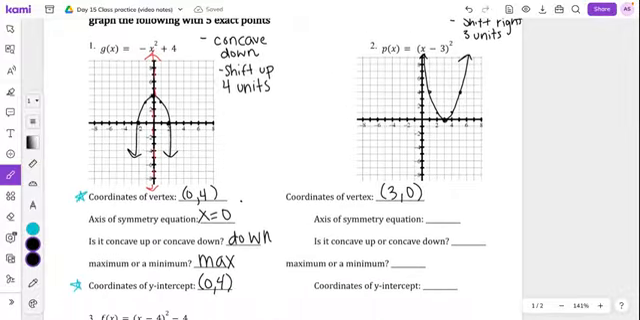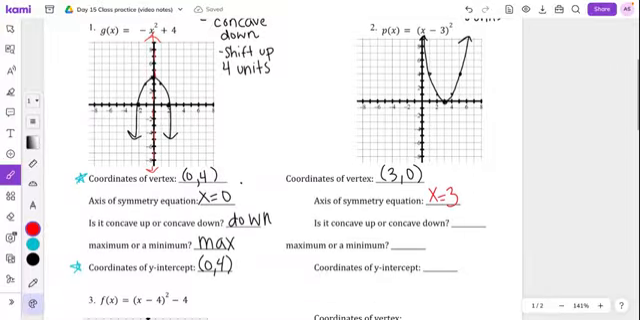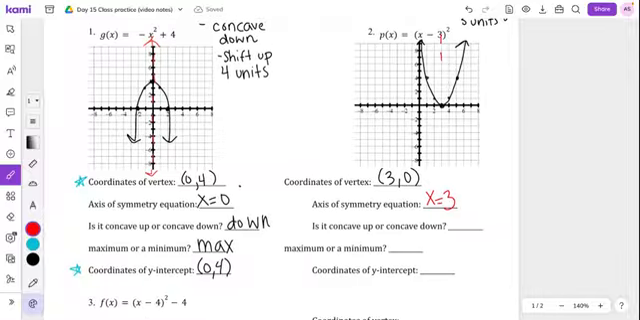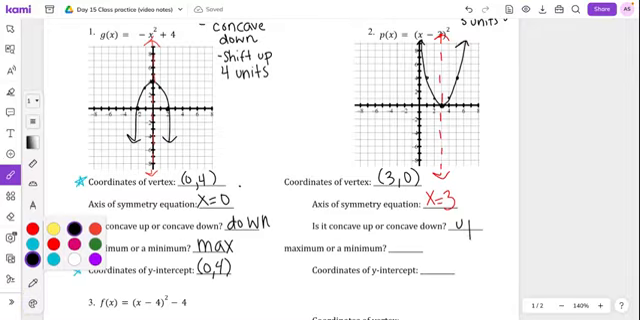So because our vertex falls at 3 comma 0, we know our axis of symmetry is going to be where x is equal to 3. So we can go ahead and plot that dashed vertical line through where x is equal to 3. Because it's positive, we know that our parabola is concave up, and we know that our vertex would be a minimum point.